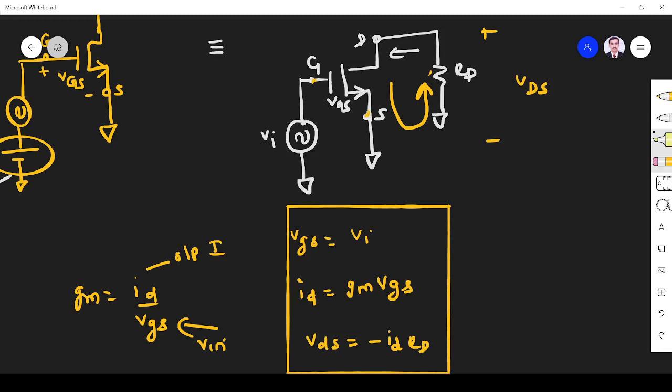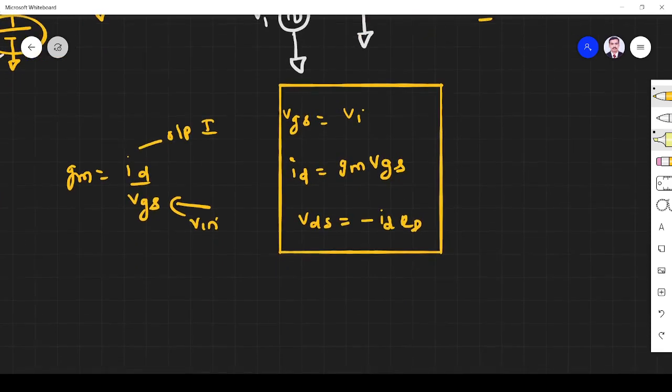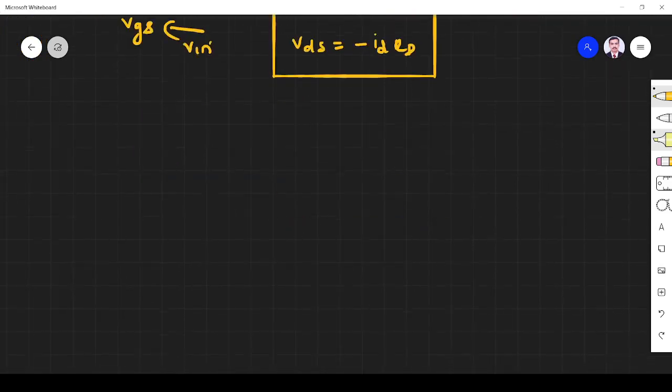Okay, so this is id. I put minus because vds is plus minus, so the current flows in the opposite direction. So I put minus id RD. So this is the way the AC equivalent is drawn for MOSFET. Now, after knowing this, we will go to the small signal equivalent.